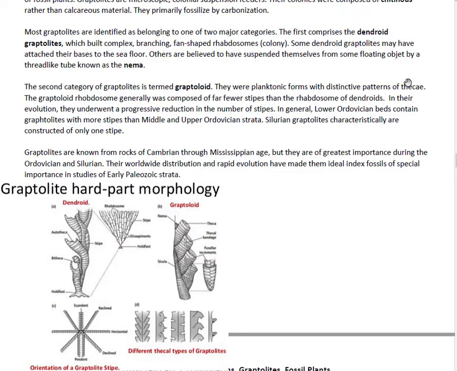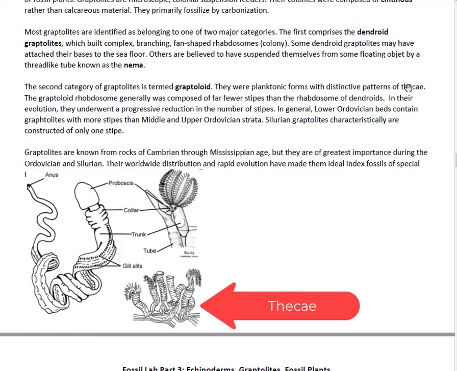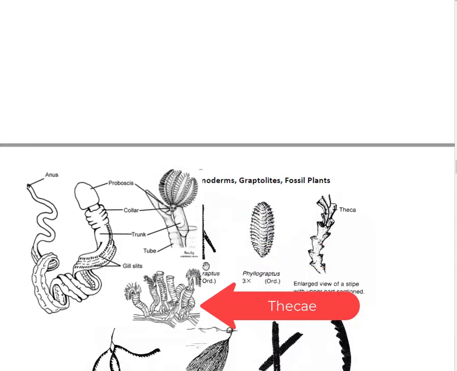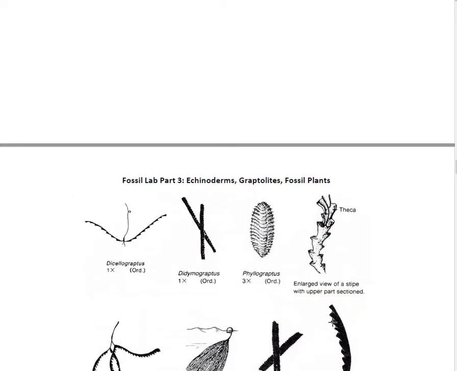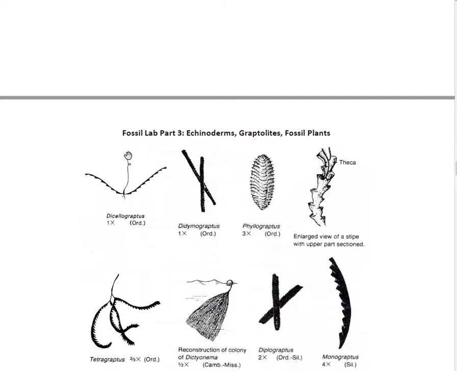So remember, the theca is where the individual is living. It's living inside that little theca, and these would be the little thecapods in here where they're living, and this thing's floating around, and that would be the planktonic version. And here's one that has that nema that would be anchored to some object.